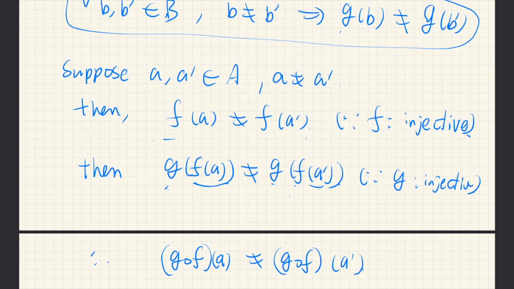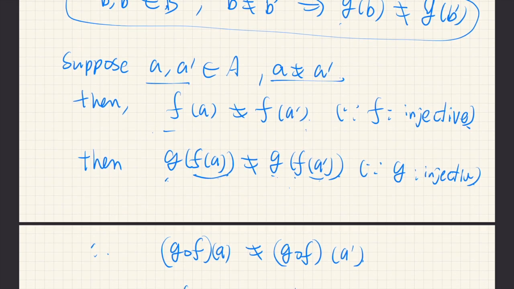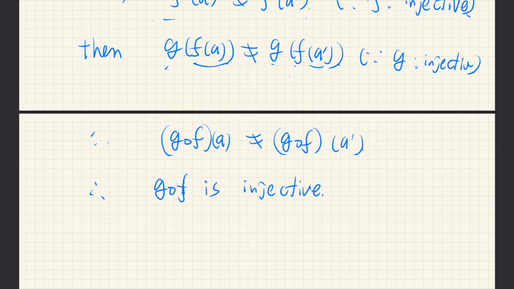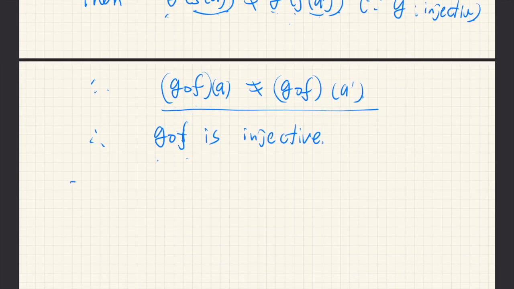Right? So we started from two elements that are different in A. Then we ended up with two elements in C that are different after applying g after f, right? So therefore, g after f is injective. So the proof is done. Okay, second part.